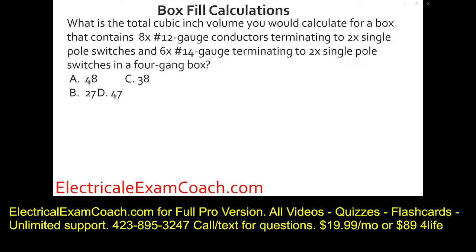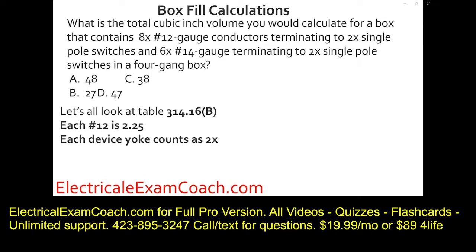What is the total cubic inch volume you would calculate for a box that contains 8 12-gauge conductors terminating to 2 single-pole switches, and 6 14-gauge conductors terminating to 2 single-pole switches in a 4-gang switch box? This looks like a tough question, but I know that you can do it. First, we're going to head to our table so we can get our values. We know what each 12 is, and we know that each device yoke counts as 2 based off the largest wire that's terminating to the device.